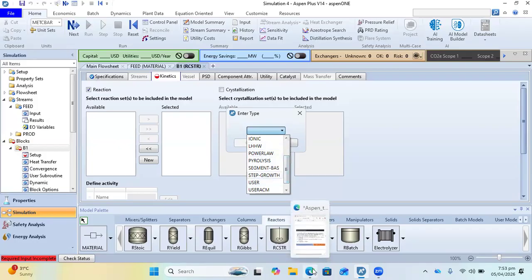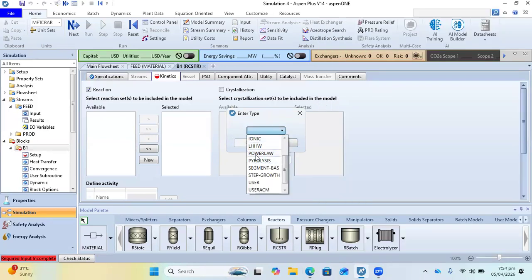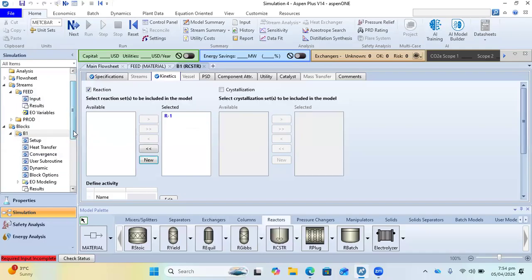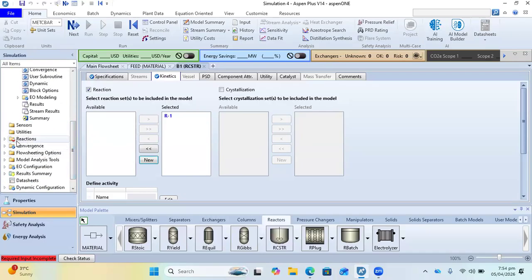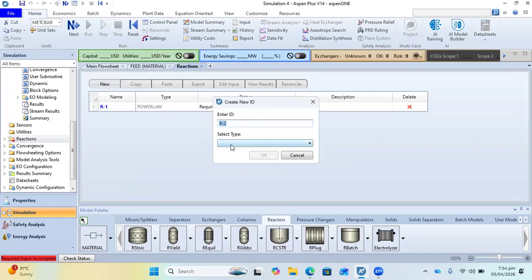But if you look at what the question said, the question told us that it's an elementary reaction, the elementary rate law, right? So we can easily use the power law to model what we have. So we'll select power law. Now you realize that the reaction is here, R1. Another way we could have gone about it is, if you look at the far left, the simulation pane, you could have come down to reactions, clicked on new, and then specified your reaction. The same procedure: you click on new, enter the reaction ID, select the type of reaction, power law, click on OK, and then it will be done.